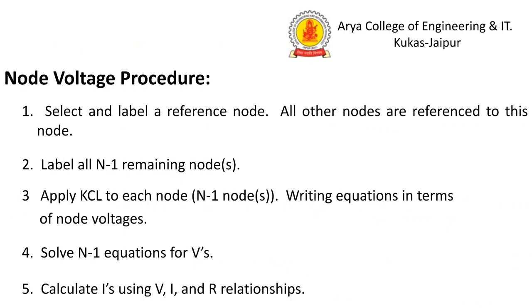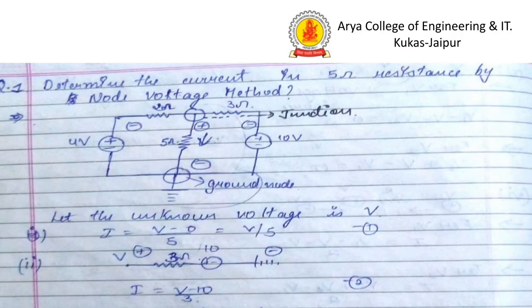The procedure for node voltage: first we identify all nodes, then we select and label the reference node, and all other nodes are referenced to this node. Label all the remaining n minus 1 nodes. Apply KCL to each node, writing the equations. The voltage at the reference is always 0. Solve the n minus 1 equations and calculate the values of voltage and current.